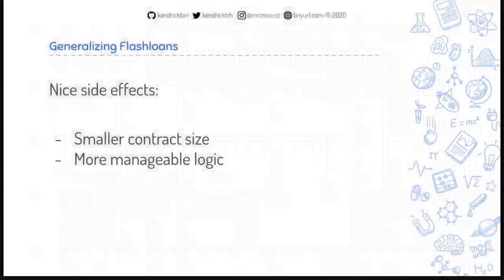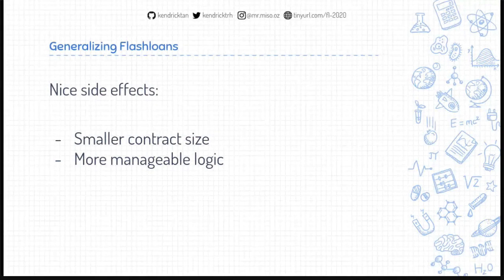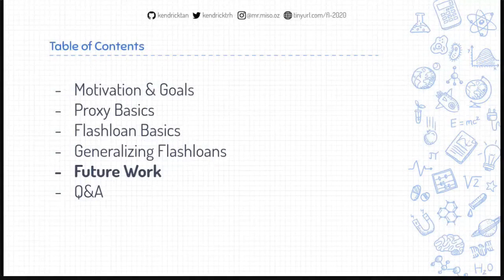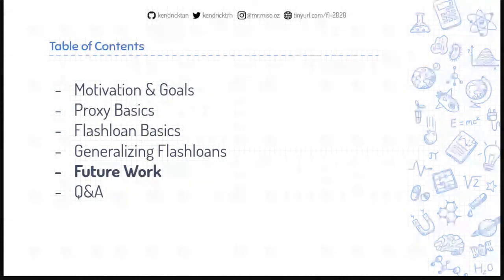Generalizing these flash loans also has a lot of nice side effects, such as it makes your contract size a lot smaller and your logic a lot more manageable, because now I know that Uniswap logic is in the Uniswap module, my Maker logic is in the Maker module, and my Compound logic is in the Compound module, and so on. So if I want to do a flash loan in conjunction with this logic, I can do it. It's very, very easy. That was actually it. That was how you generalize flash loans.